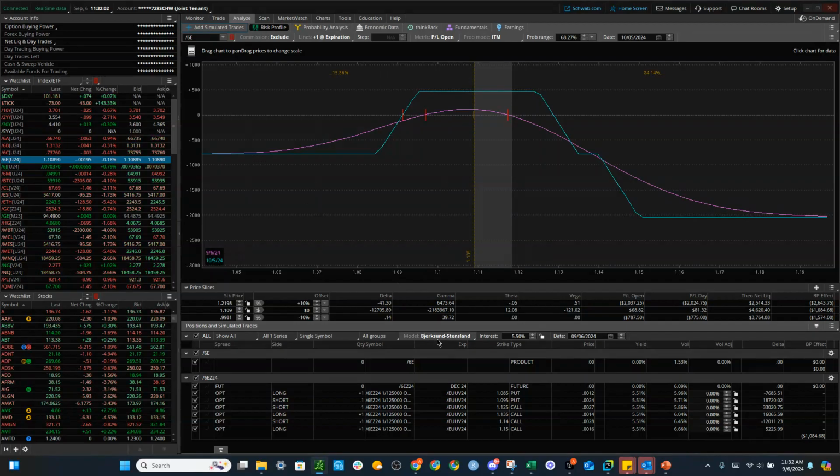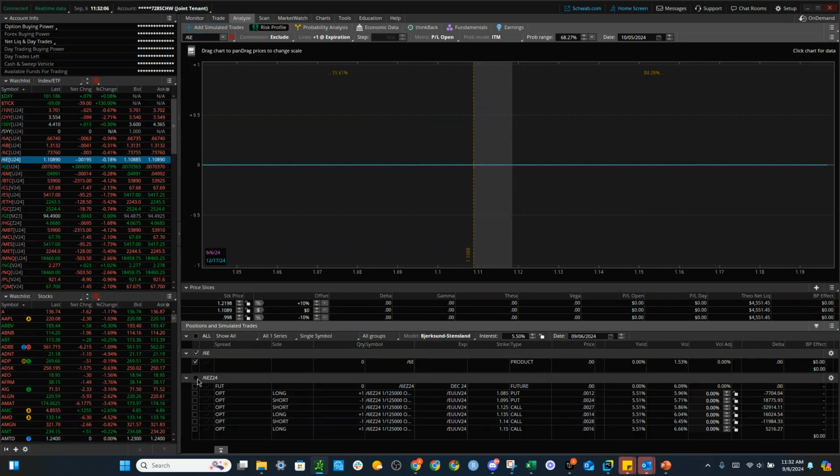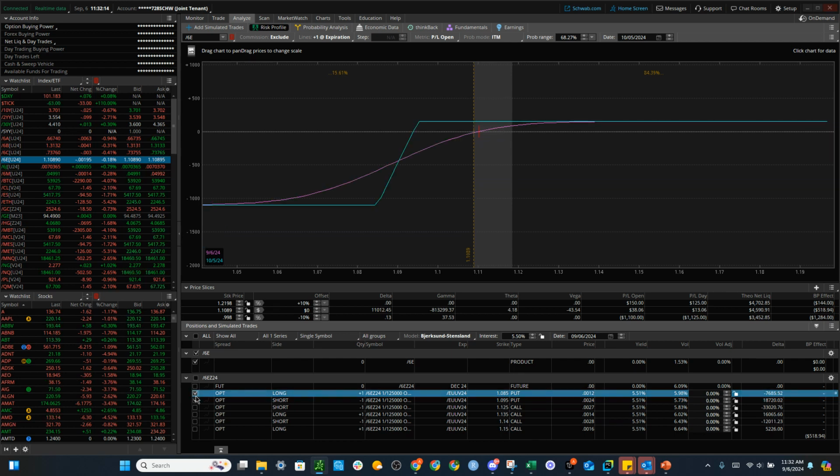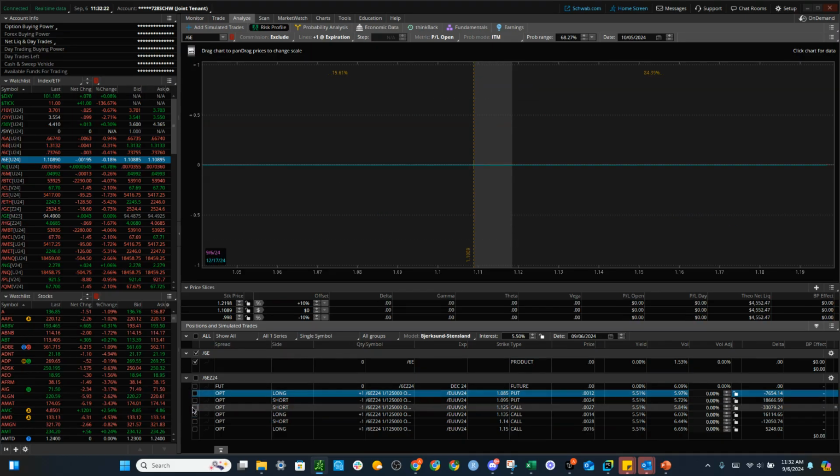Anyway, let's analyze this position. So this is what my chart looks like. I have a short iron condor in this, which first started as a short put. So yeah, I started with the short put. Sorry, I started with the short call. That's what I was trying to figure out. Like, what did I do?